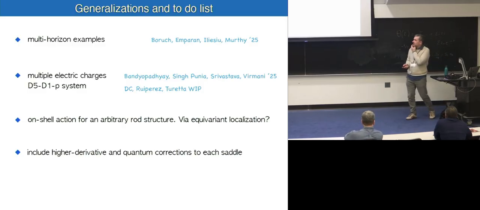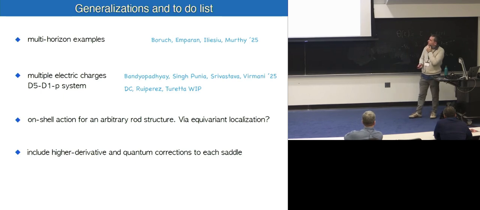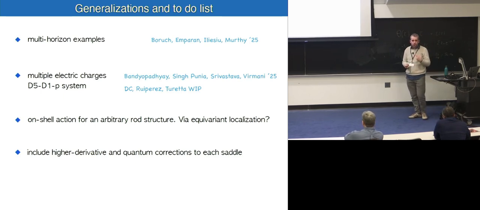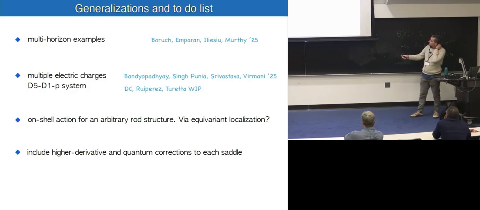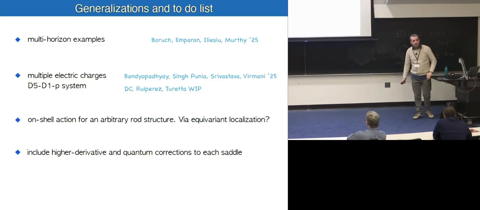except that the on-shell action can be extracted from the quantum statistical relation. So this we can do, but the explicit computation we have done just in the case with 2 or 3 centers. And also there is a recent paper by Boruch, Emparan, Iliesiu and Murthy, where they also consider these multi-horizon examples by uplifting solutions from 4D.